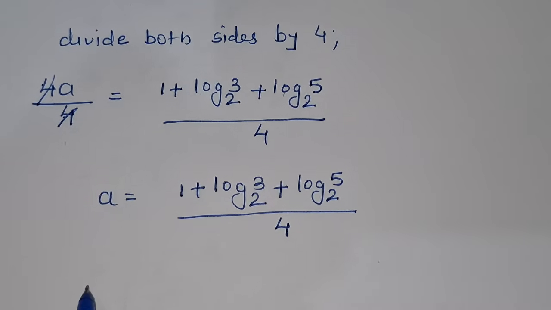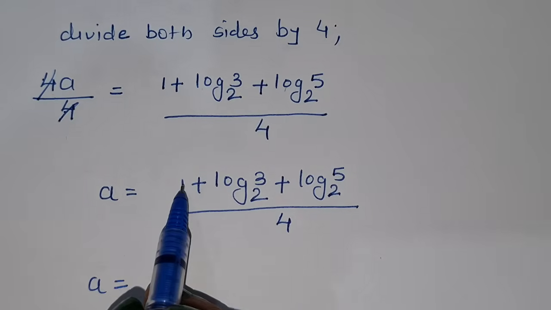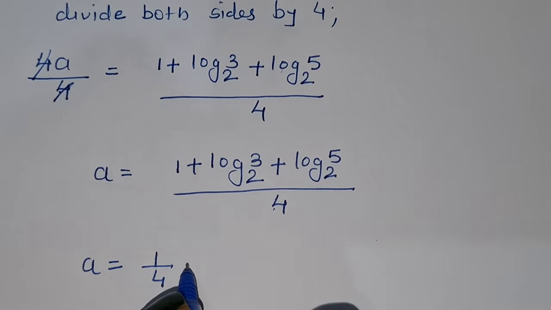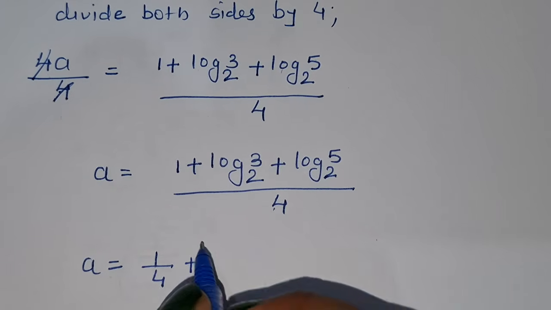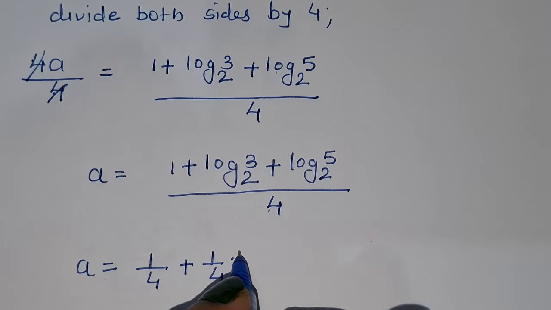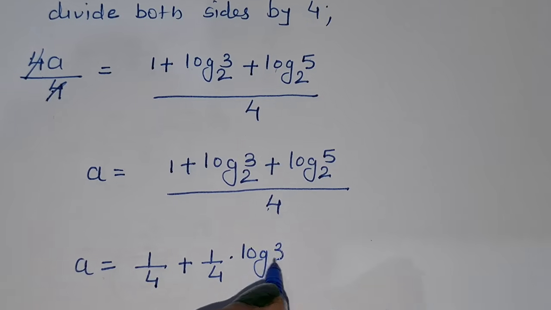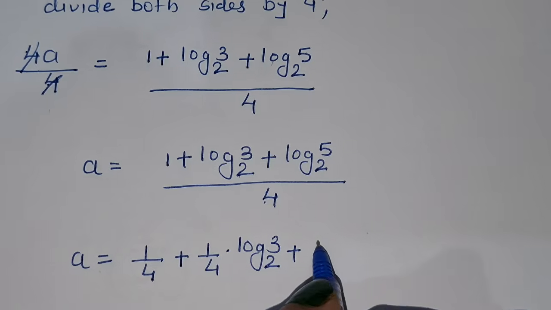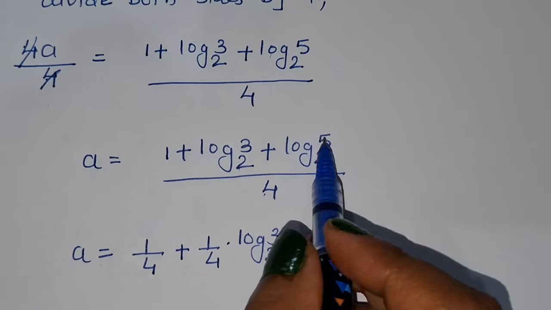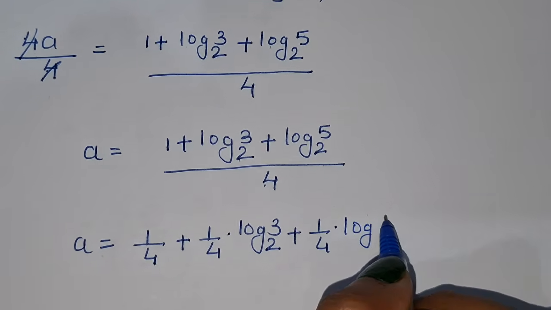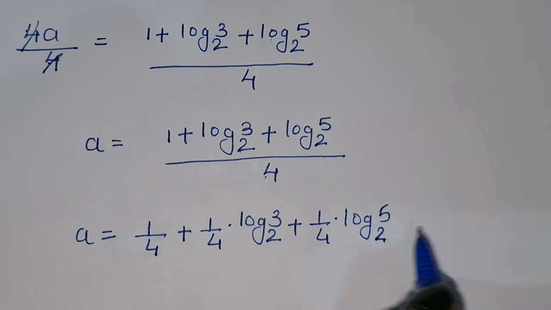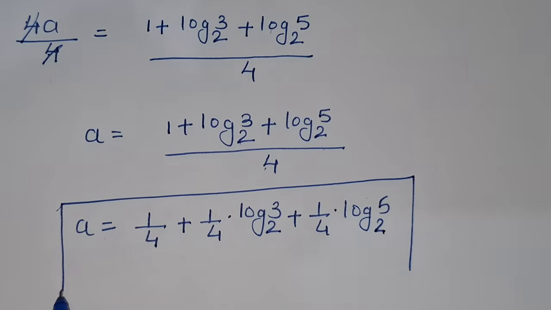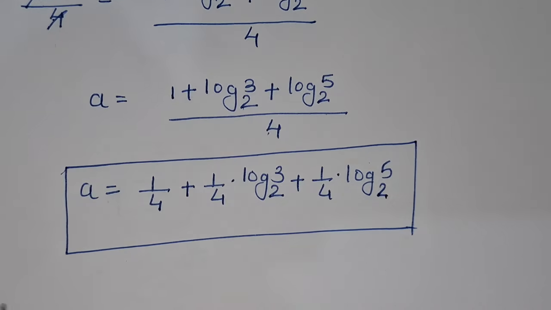In another way we can write this one: a is equal to 1 upon 4 plus 1 upon 4 times log of 3 to the base 2 plus 1 upon 4 times log of 5 to the base 2, and this is the solution for this equation. Now let's verify whether this is correct or not. So let's verify this value.